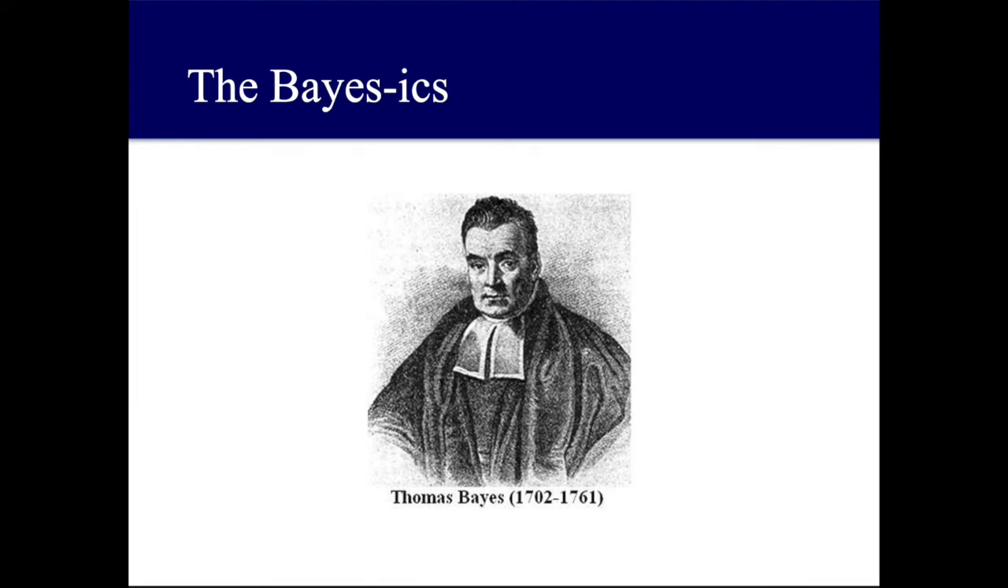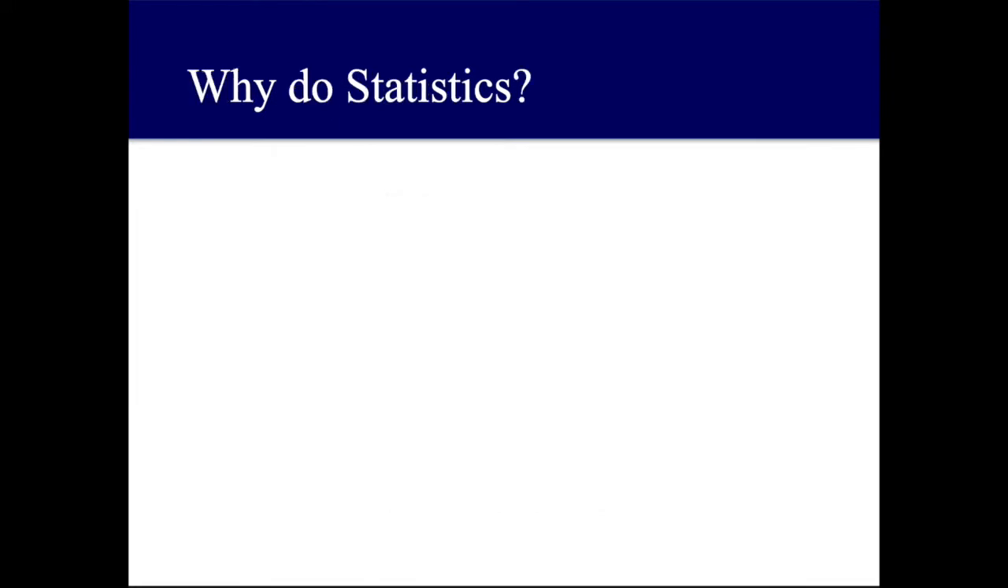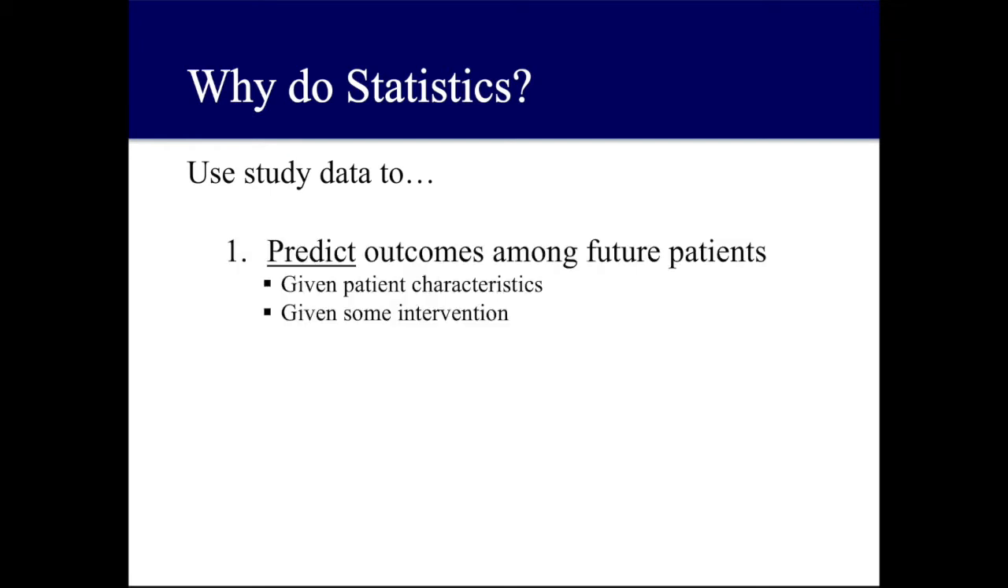So let's start with the basics. Why do we do statistics in the first place? Well, I would argue that the goal of statistics is to use study data to, first, predict outcomes among future patients. These may be outcomes based off of patient characteristics, such as their likelihood of having a disease or risk factor for developing a disease. Or second, predicting the outcome of a patient given some intervention, such as in a randomized clinical trial informing which treatment is most appropriate.